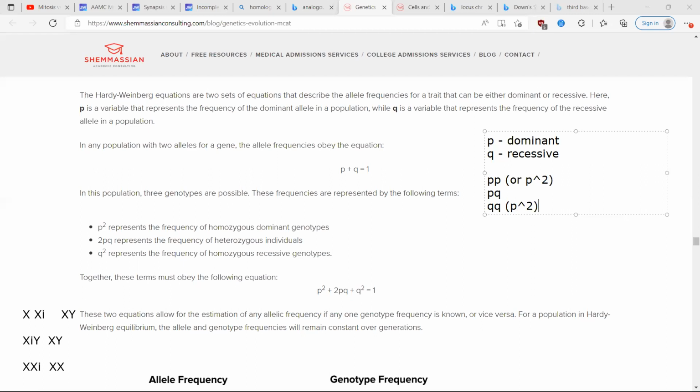Now, we have noticed that we have two PQ here rather than just PQ. Why do we have two PQ here?